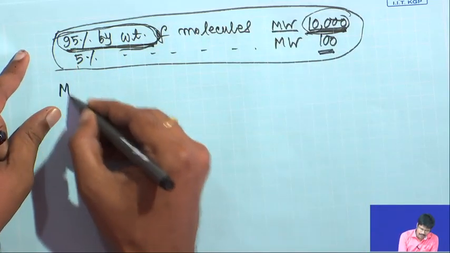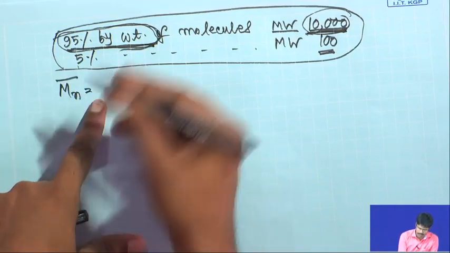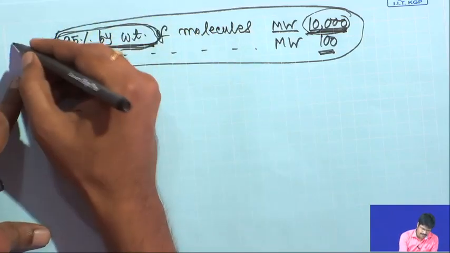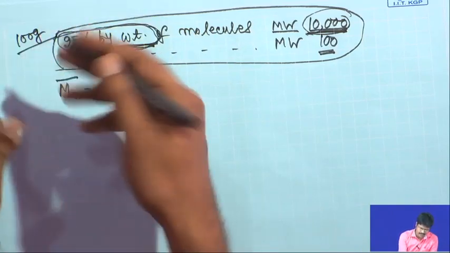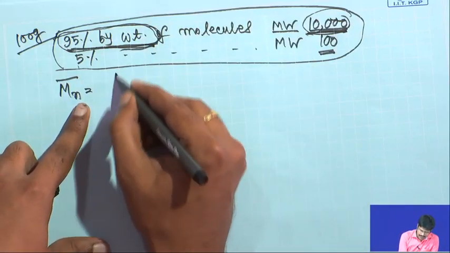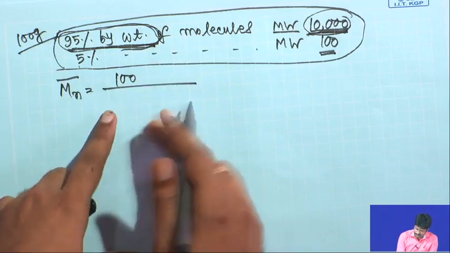Now, if you determine Mn, the number average molecular weight, which is equal to the total weight divided by the total number of moles. Let us say your sample is 100 grams; if you take 10 grams or whatever, it will proportionately change. So, the total weight is 100, divided by the total number of moles.